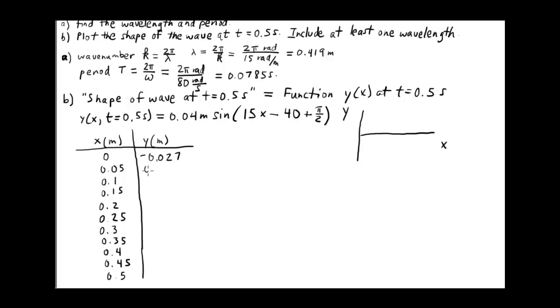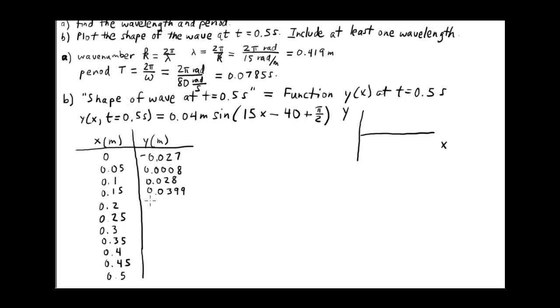0.05 gives something very close to 0. It's 0.0008 meters. 0.1 gives 0.028, which is about the same positive value as x equals 0 gave a negative value. So those two are pretty symmetrical. The next one gives almost exactly the maximum displacement. Because remember, the amplitude is 0.04. This gives 0.0399. So x equals 0.15 just about happens to be the right value to give the maximum displacement.